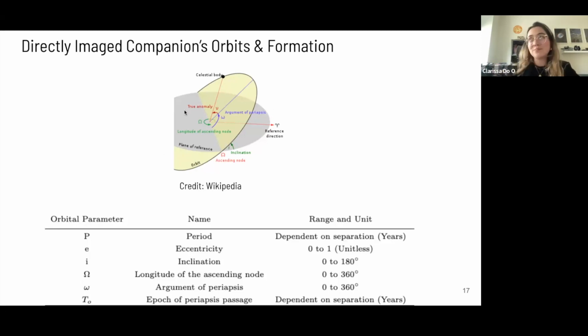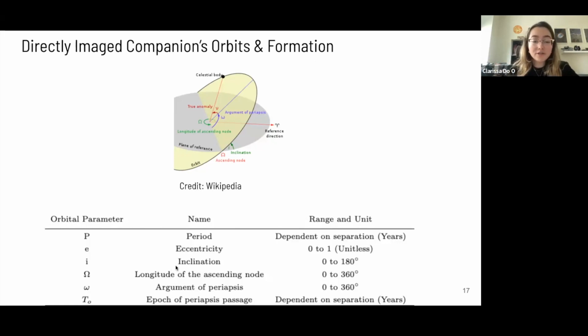So for the Earth, for example, we have a 1-year period. Then we have the eccentricity, which defines again whether this orbit is more circular or more elliptical, and that can go from 0 to 1. Then we have the inclination of the orbit of the planet. That essentially tells you whether, if you're looking at a planet, its orbit is more face on or more edge on.